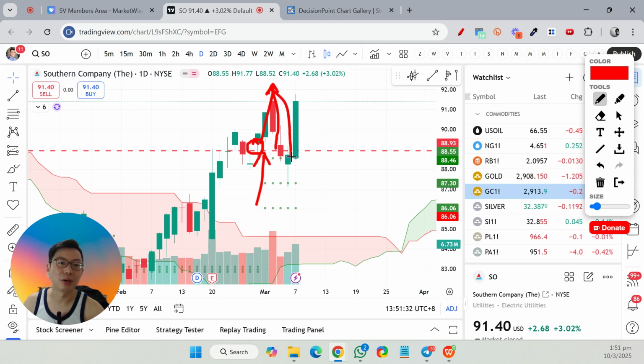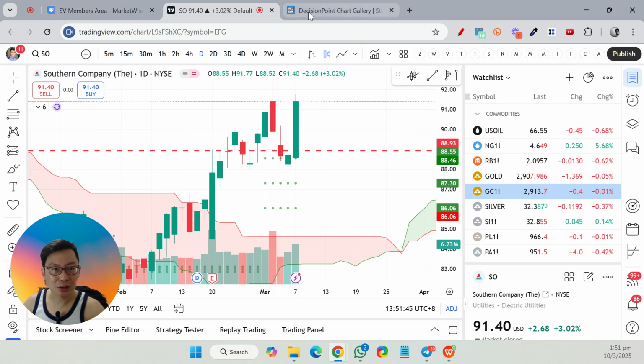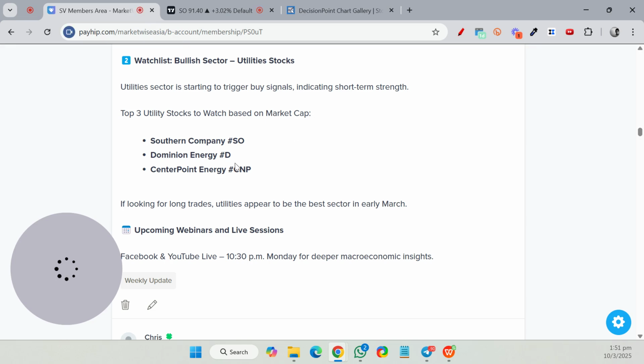After that, it came down again and I got stopped out again. So the profit, once again, is also less than 1R, so I did not post it inside the member success area. All in all, the other two, the price action is not so good.